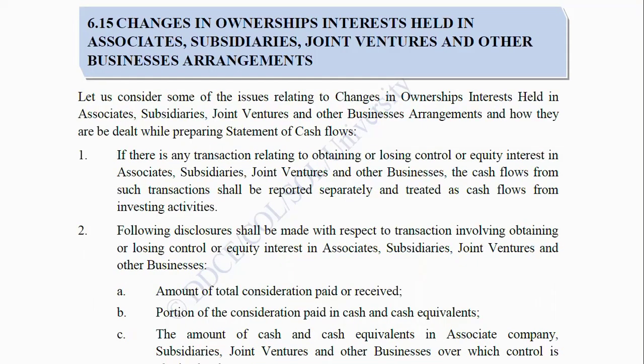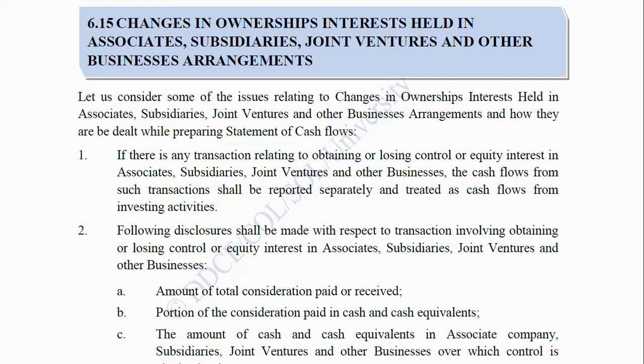6.15 Changes in ownership interest held in associates, subsidiaries, joint ventures and other business arrangements. Let us consider some of the issues relating to changes in ownership interest held in associates, subsidiaries, joint ventures, and other business arrangements, and how they are to be dealt with while preparing the statement of cash flows.